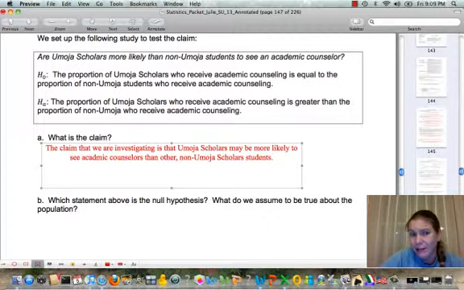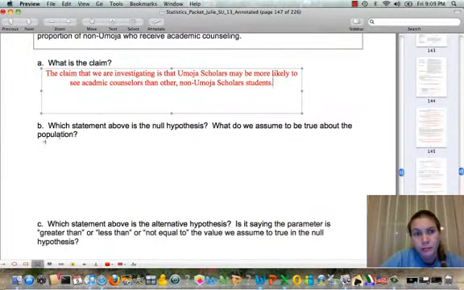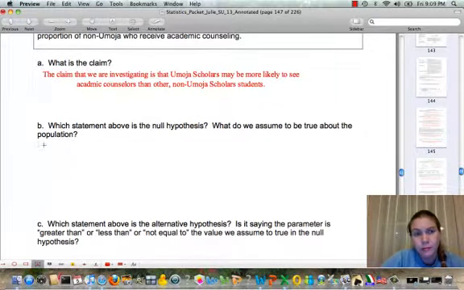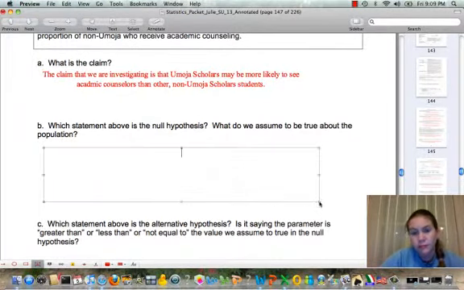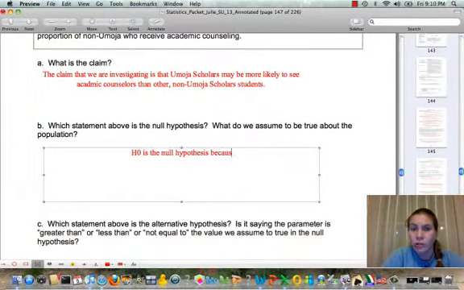So before we go about collecting data, we have to set up our hypotheses and then figure out how we're going to test them. So the null hypothesis is the first statement, H sub 0. So we'll say H sub 0 is the null hypothesis because we are stating no change.